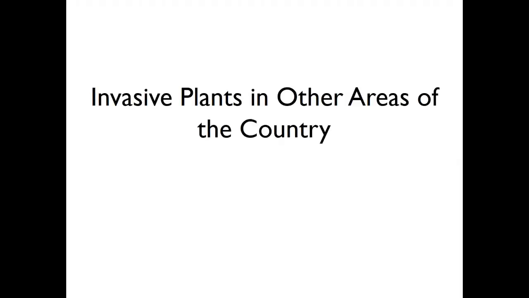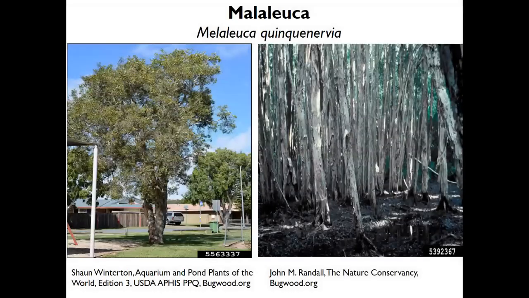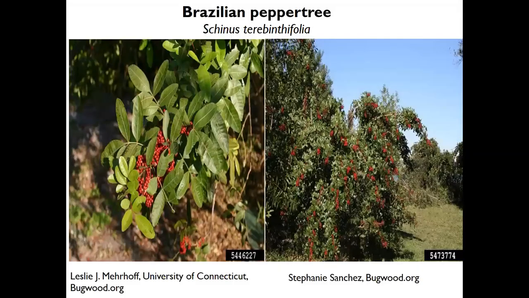I briefly cover invasive plants in other areas of the country. The Melaleuca tree is a serious problem down in the Everglades. They form dense, impenetrable monocultures, thickets that are difficult for wildlife and people to enter. They crowd out native vegetation and completely smother any native plants growing in that area.